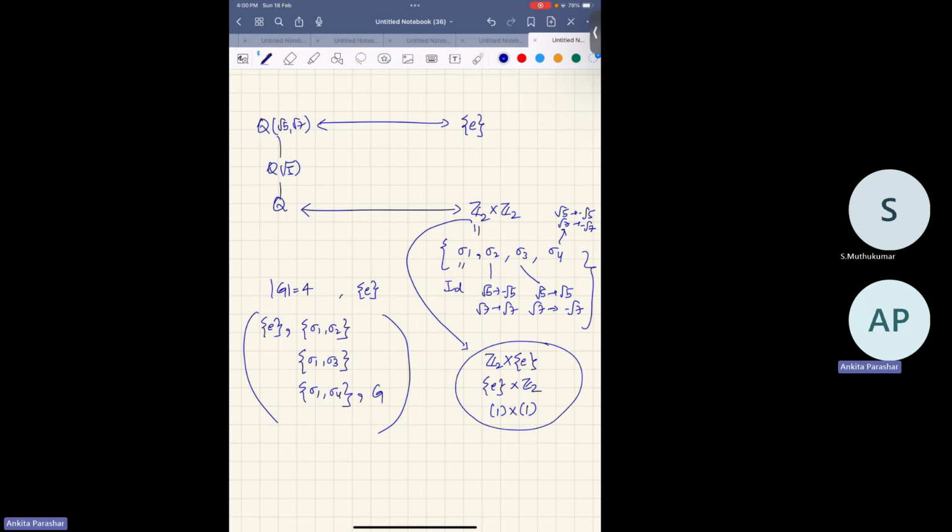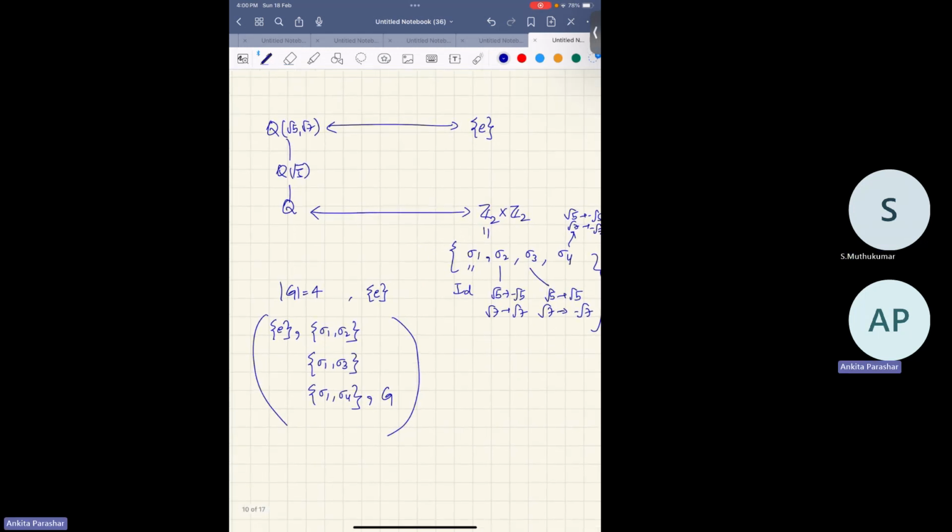If you write Z2 as 0, 1, then if you take (1, 1), it is also of order 2, because this has order 2 and this has order 2. So we have three groups, not cyclic. We have three subgroups. Let me write these subgroups as H1, H2, H3.